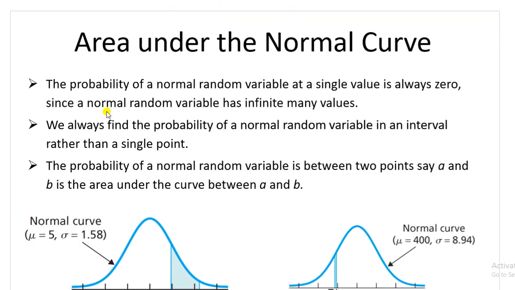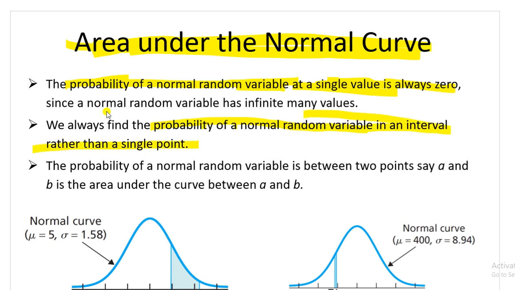Now, there are some properties attached. The area under the normal curve. The probabilities in this normal distribution are related to the area under the curve. The probability of a normal random variable at a single value is always 0. And why is it always 0? Because this is the probability distribution of a continuous random variable, and a continuous random variable does not give you the probability at a single value, so it has to be 0. We always find the probability of a normal random variable in an interval. Okay, why?